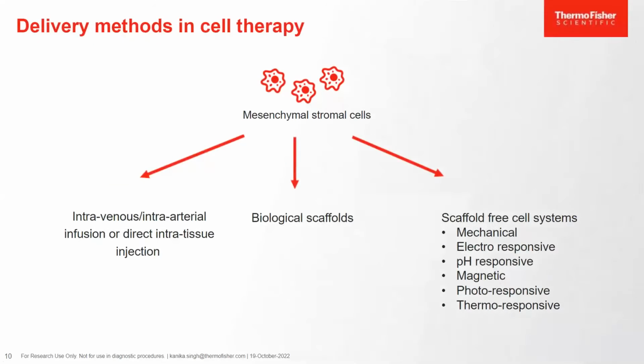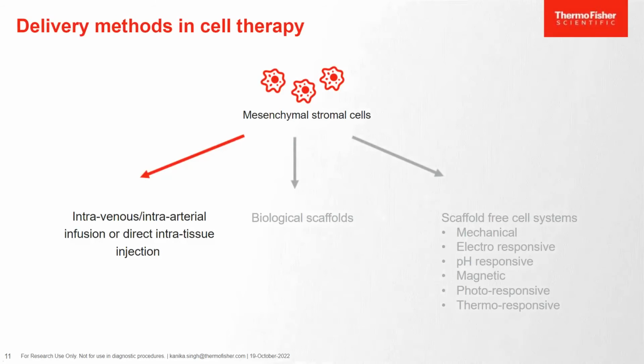So we all know that there are many delivery methods available for MSC therapy. The first, the simplest and the most inexpensive method, is to treat patients by injecting isolated MSCs. The second one is using biological scaffolds, which includes the transplantation of cells to the disease site using biodegradable materials. And the final approach is scaffold-free systems.